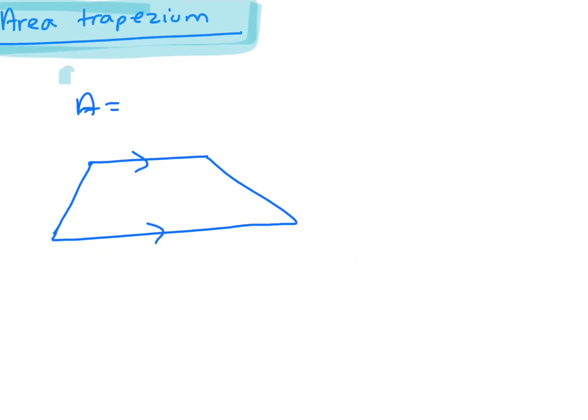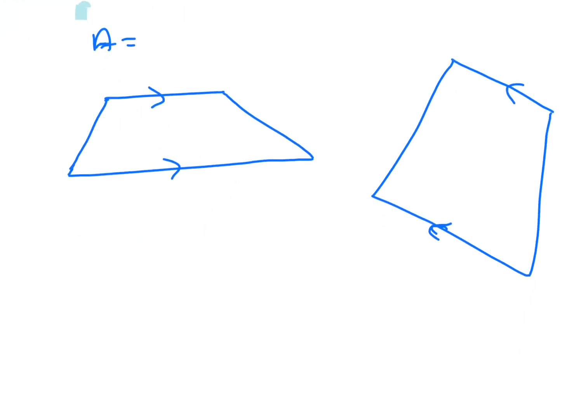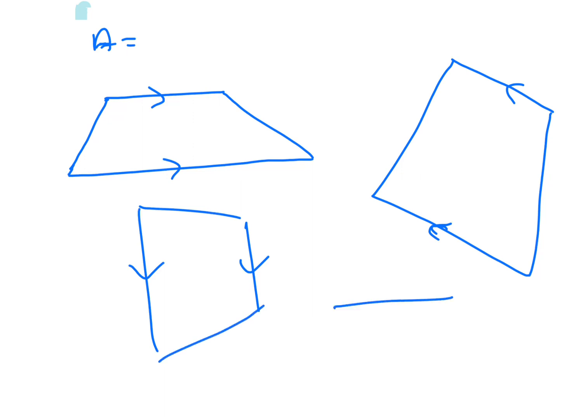There, it's got one pair of parallel sides. It could be something like this. That would be a trapezium. As long as one pair of sides, not two, is parallel. If you had two pairs of parallel sides, like this, so you had that parallel, then it becomes a parallelogram.